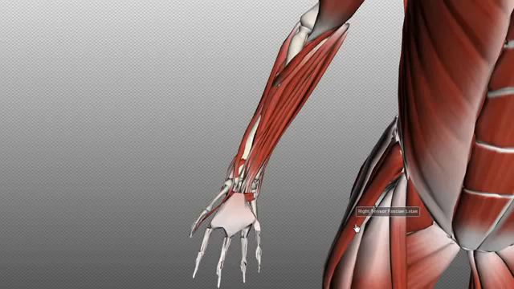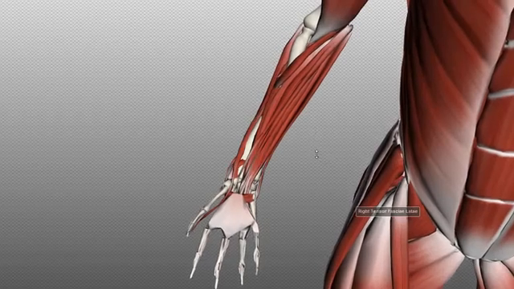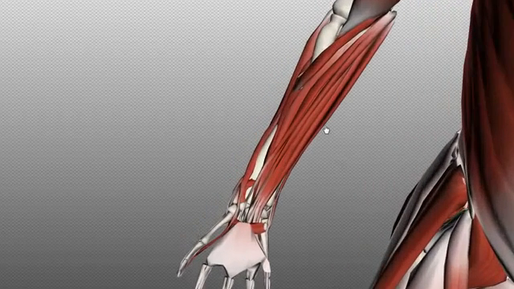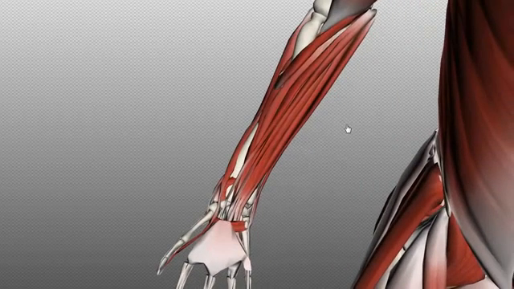So you've got three layers of muscle in the anterior forearm. You've got the superficial layer, the intermediate layer and the deep layer. I'm just going to talk you through from superficial to deep these muscles. So in the superficial layer you've got four muscles. You've got the flexor carpi ulnaris, the palmaris longus, the flexor carpi radialis and the pronator teres.